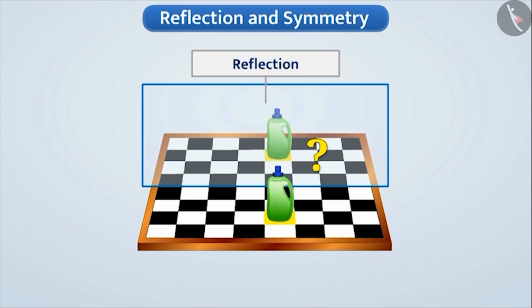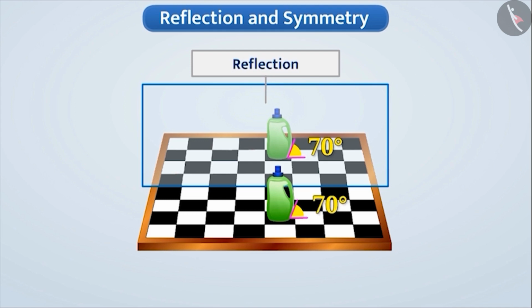What does this tell you? Think a little. Absolutely correct. Reflection appears behind the mirror at the same distance as the object appears in front of the mirror. That is, the distance of the real object from the mirror and the distance of its reflection from the mirror is equal.